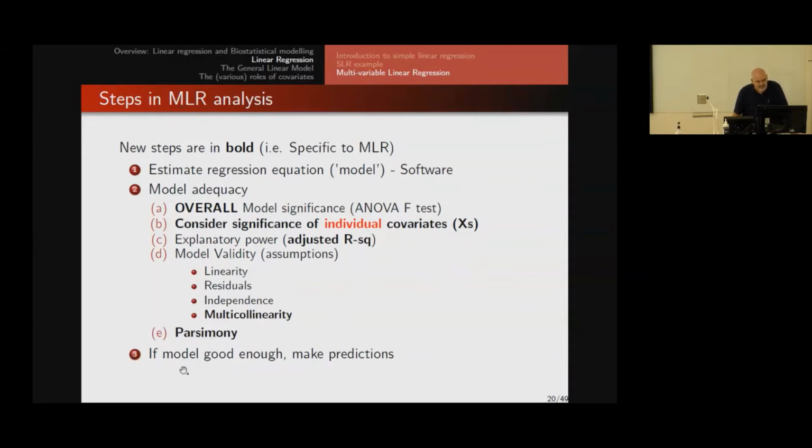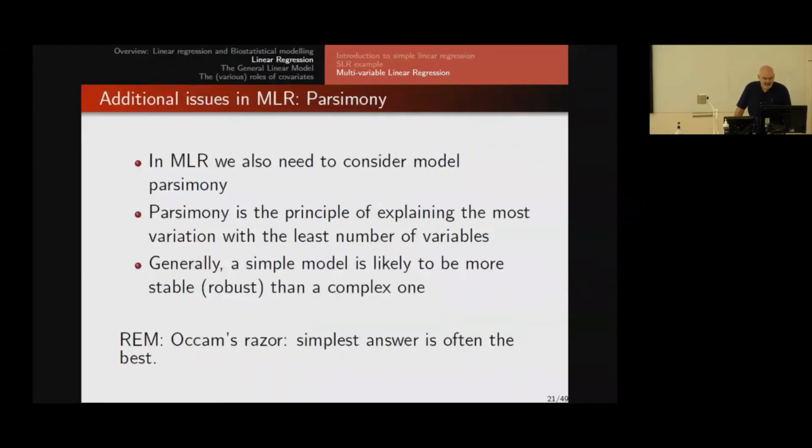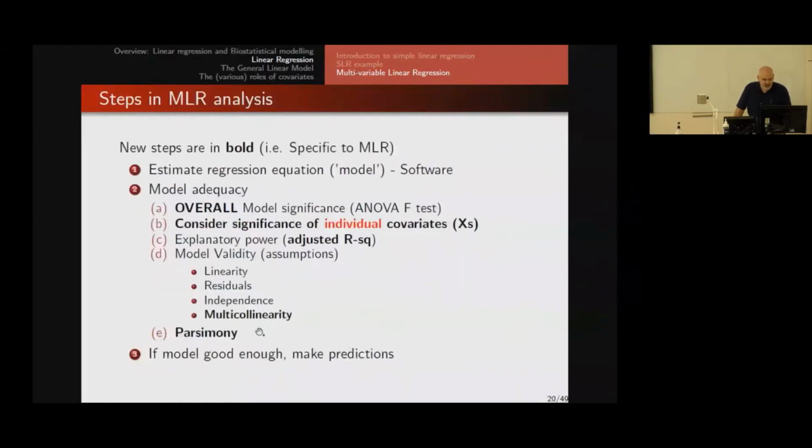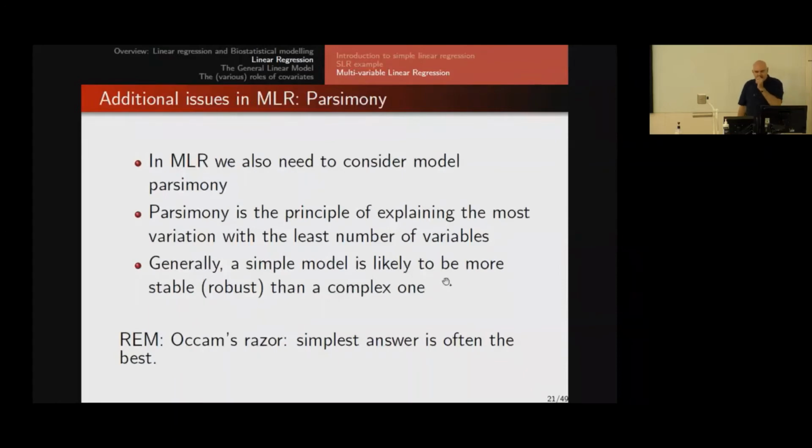And again, if our model is good enough, which it often isn't in most observational clinical studies, we can make predictions. Okay, so really I'm just going to focus on these two concepts because they're the new things here, and then we'll move on. So first I'm going to talk about parsimony.